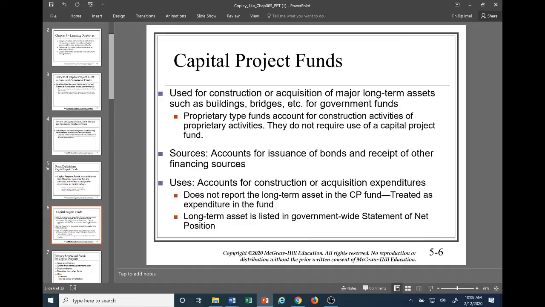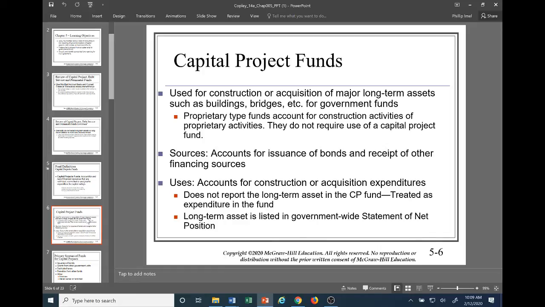So we know if the enterprise fund is going to do anything for a water plant or a power plant or something, it's going to be accounted for within that fund, right? We don't need a capital projects fund. So sources. It accounts for issuance of bonds and receipt of other financing sources. Because we know sources is only going to be from issuance of bonds and other financing sources transfers in, right? Uses accounts for construction or acquisition expenditures. It does not report the long-term asset in the capital projects fund. It's treated as an expenditure in the fund, right?